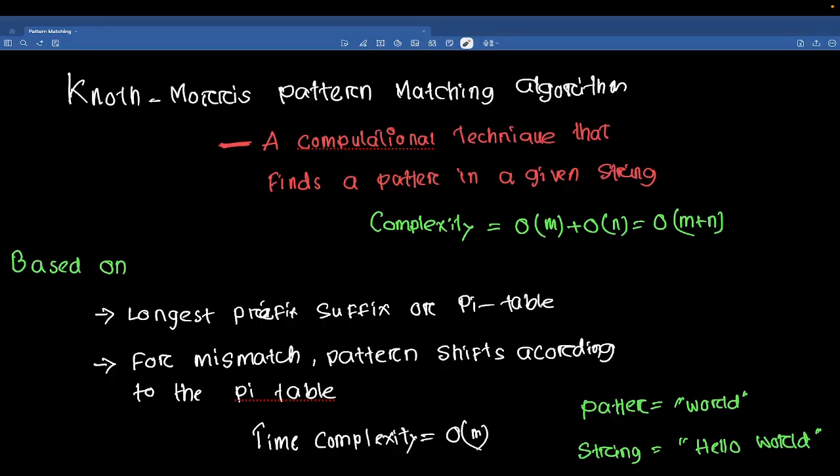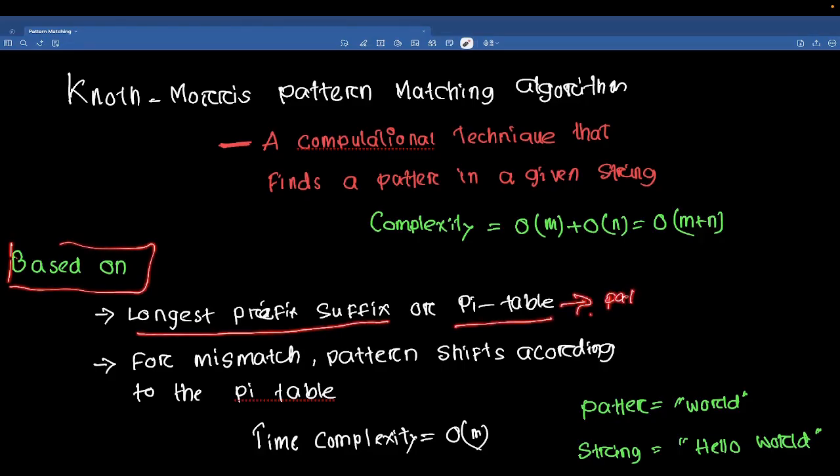The time complexity of the Knuth-Morris-Pratt pattern matching algorithm is order of m plus n, where m is the length of the pattern and n is the length of the string. The algorithm is based on the concept of longest prefix suffix or a pi table. This pi table is constructed from the pattern.